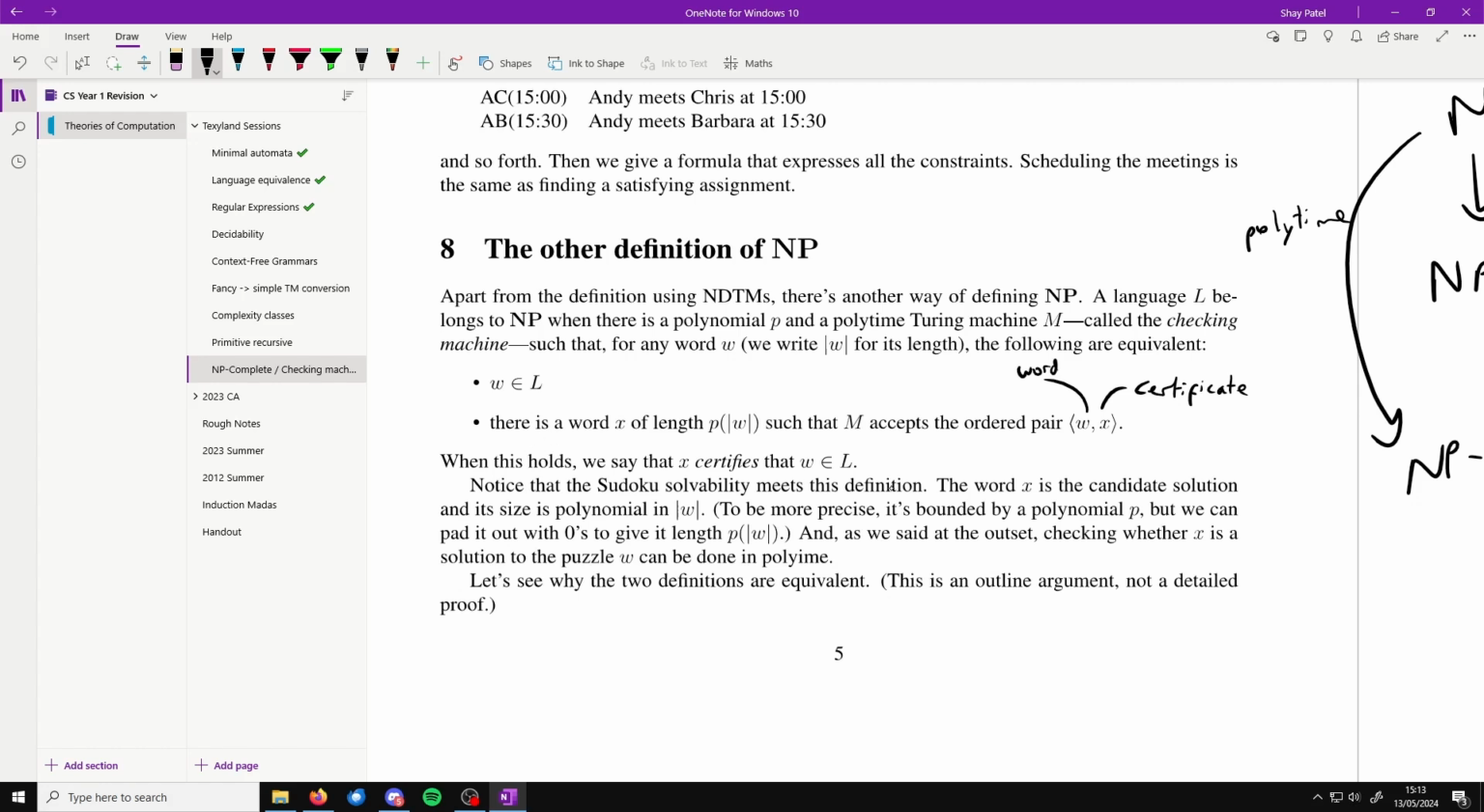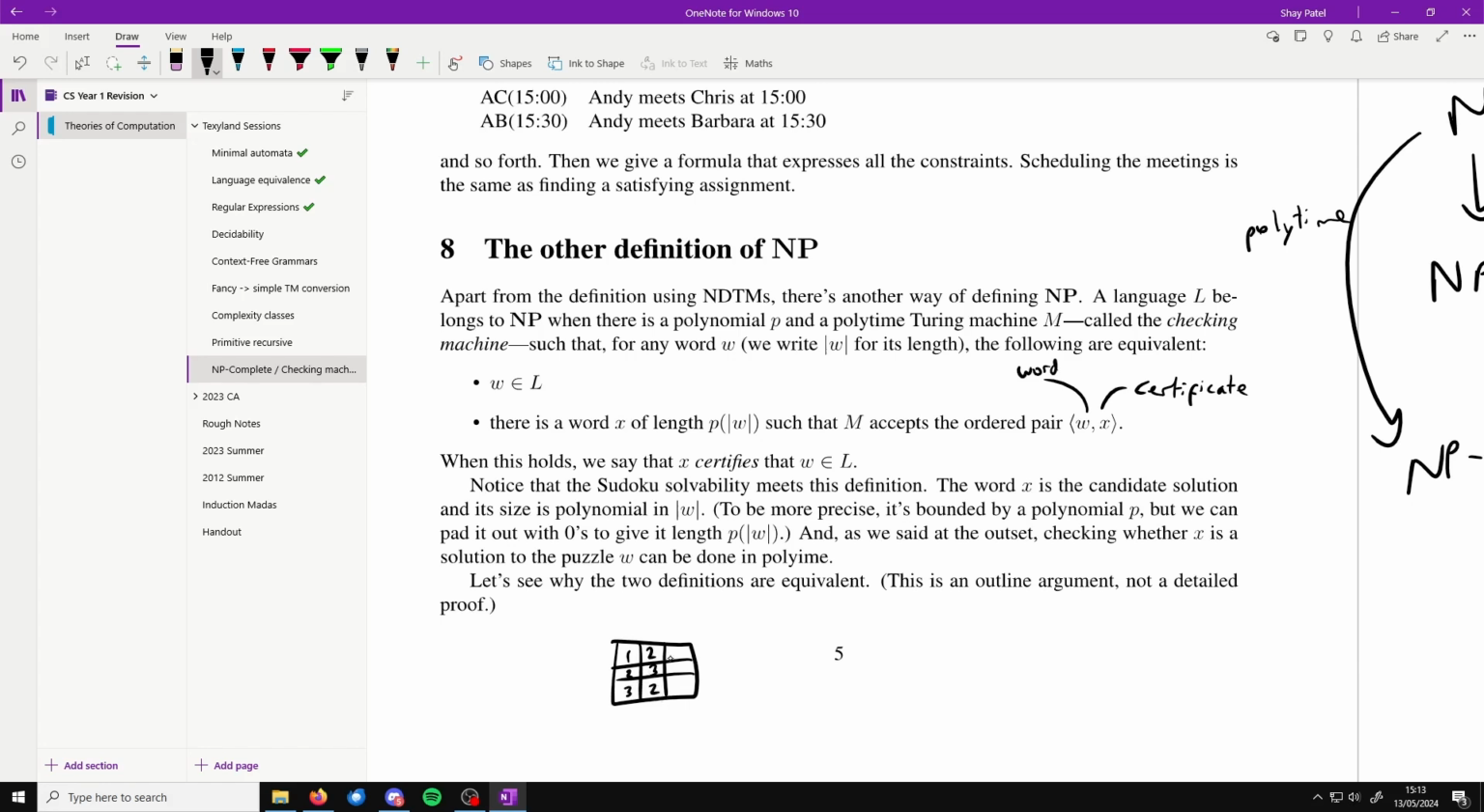And so we say X can certify that this word is in the language. So the Sudoku solvability problem meets this definition. This problem is about, given a partially filled Sudoku board, is there a possible way to complete that Sudoku board? So our word would be a partially completed Sudoku board, and our certificate would be some sort of candidate solution.